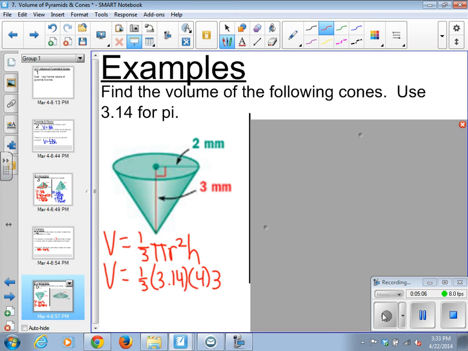Notice how that 1/3 and 3 cancel out nicely. So we're just left with 3.14 times 4, which gives us a volume of 12.56 millimeters cubed. 12.56 millimeters cubed.